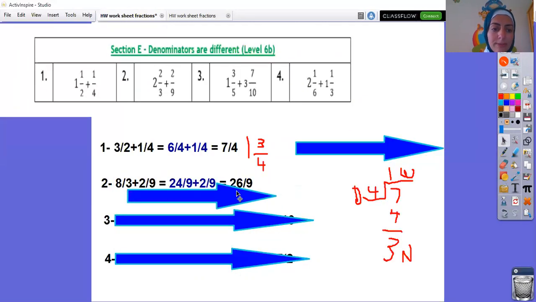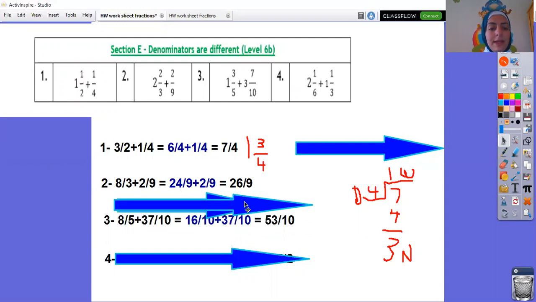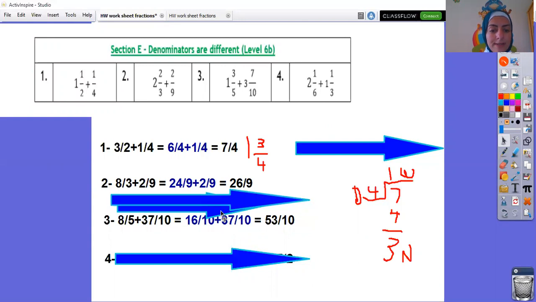Next. Sorry, here is the same idea. You have 8/3 plus 2/9. Make a common denominator. It will be 24/9 plus 2/9, which is equal to 26/9. In question number 3, this is the right answer.